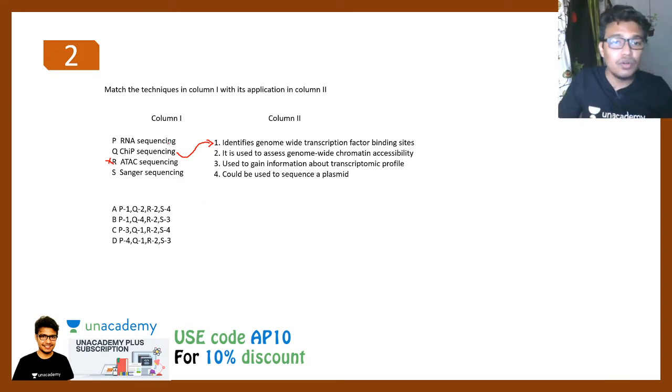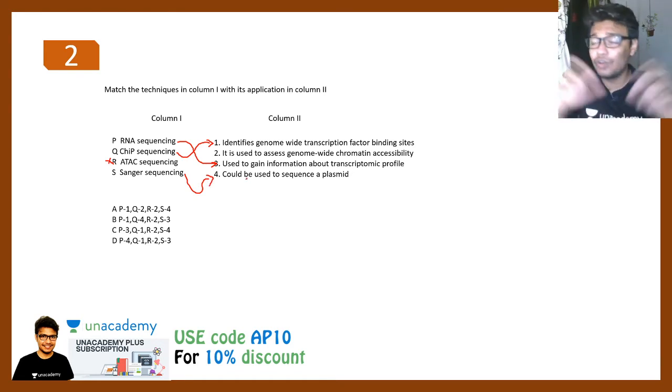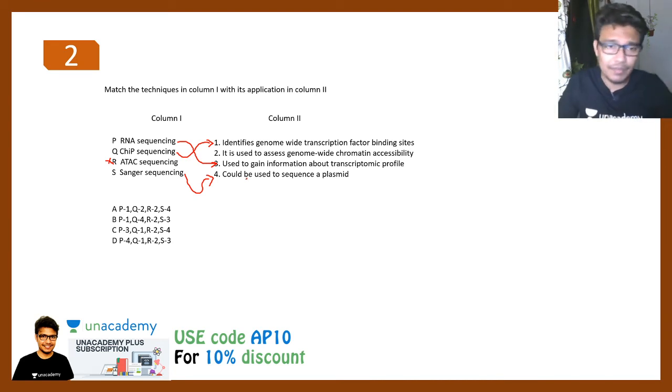Okay. Then RNA sequencing can tell you the global transcriptomic profile, right? Yep. Now Sanger sequencing can be used to sequence a plasmid. That's true. Whenever we have a plasmid, we want to know whether our gene of interest is cloned in the plasmid. You want to sequence the plasmid, and the method you use is Sanger sequencing. So S equal to 4, Q equal to 1, and P equal to 3. So this would be your correct answer.